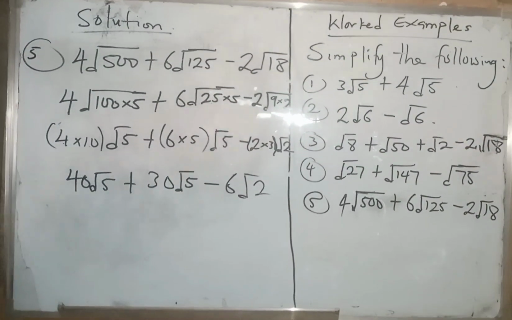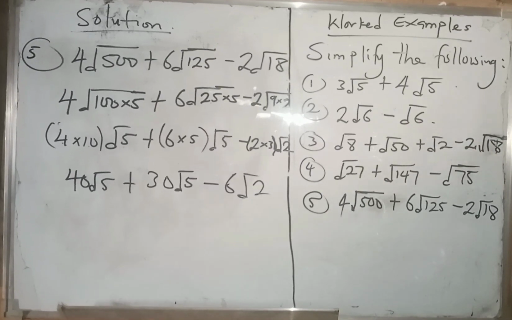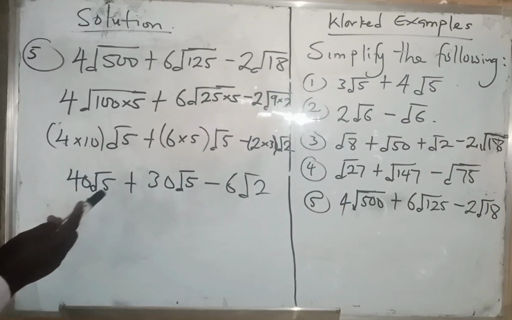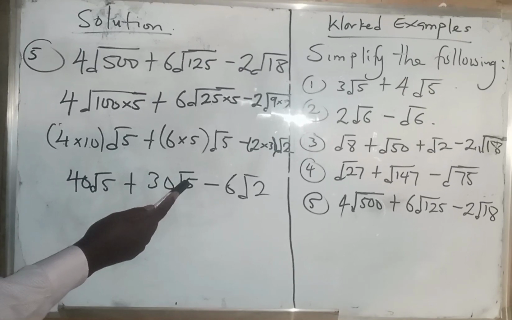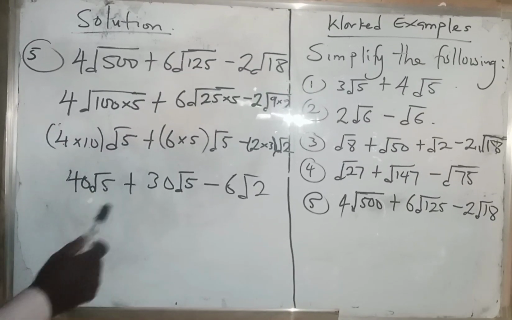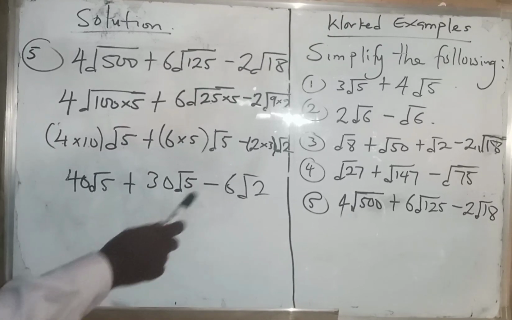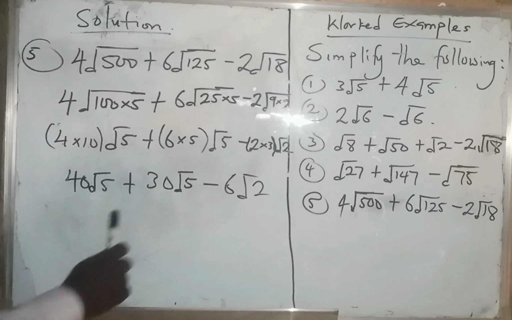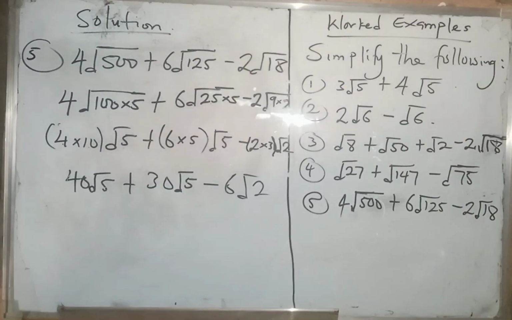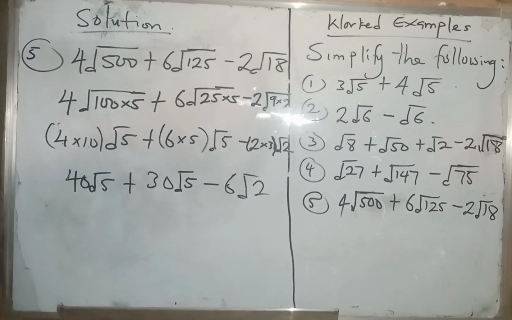Now, if you observe the surds very well, you can see that it is only the first 2 surds which are alike, which are in the same form. Once you have root 5 here, you have root 5 here. This one is root 2. You can only add 40 root 5 and that of 30 root 5. This one cannot be added or subtracted from any one of these because it is not alike to them. So you only work out the first 2 surds and leave the other one just like that.